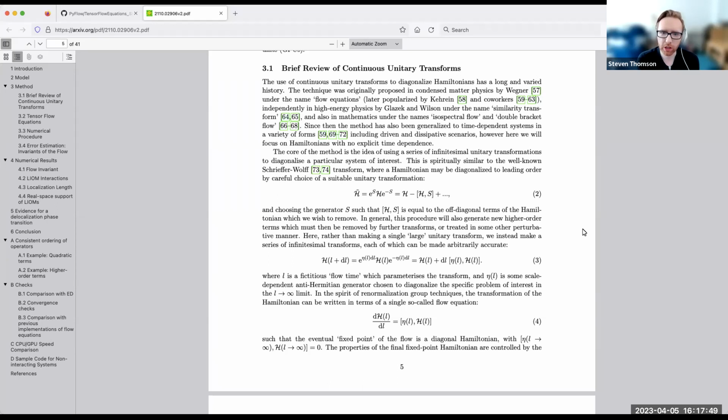Now, there are a lot of different ways that you can do this. One way that people might be familiar with is called a Schrieffer-Wolff transform. The Schrieffer-Wolff transform is written here in equation 2. So I take my initial Hamiltonian H and I apply some unitary transform, this e to the S. I apply this to the Hamiltonian, and then I can expand these exponentials, and to leading order, I get something like this. I get the old Hamiltonian plus this commutator.